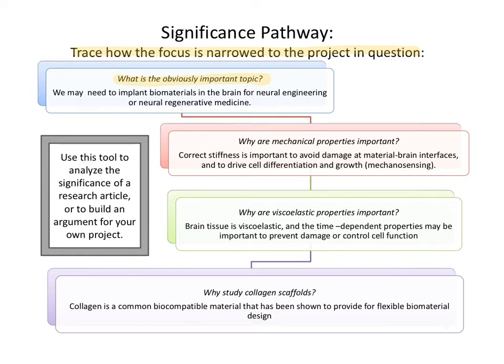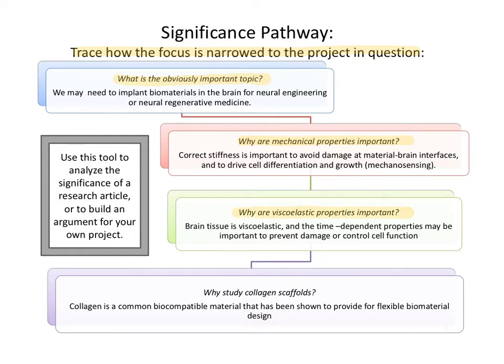One might next ask, okay, we're implanting these biomaterials, but this paper was about viscoelastic properties, so it's not enough to know that we might implant biomaterials in the brain. We have to ask, why are the mechanical properties important? The article clarifies that the correct stiffness is important to avoid damage at material-brain interfaces for an implanted material, and also to drive cell differentiation and growth because of something called mechanosensing, which causes cells to respond to their environment through mechanical signals.